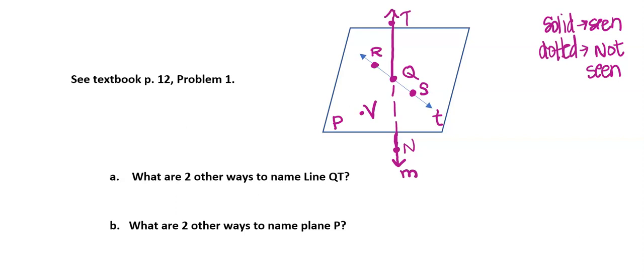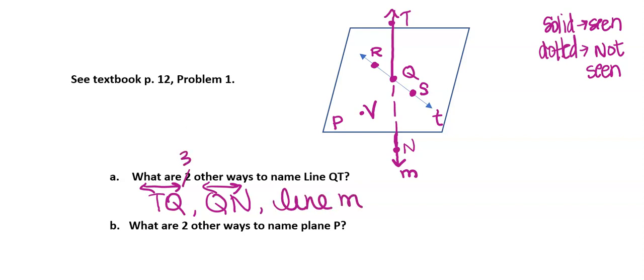So two other ways to name line QT. I'm going to say, switch the letters. I'm going to say TQ, with the line symbol. Don't forget the symbol. I could say QN. I could switch those letters as well. Or I'm going to do three ways. Or I could say line m and use that small letter. Most of the time other books will use cursive letters, but here they just use a small letter.